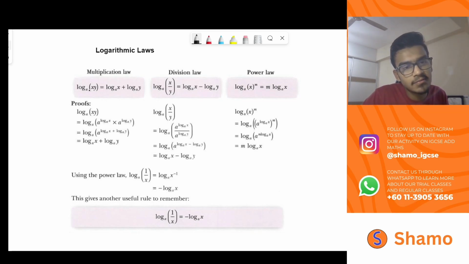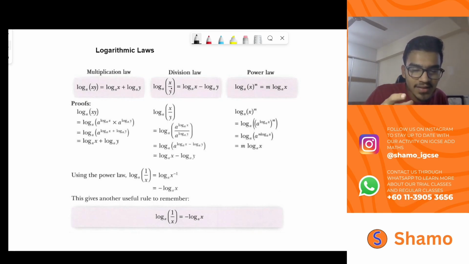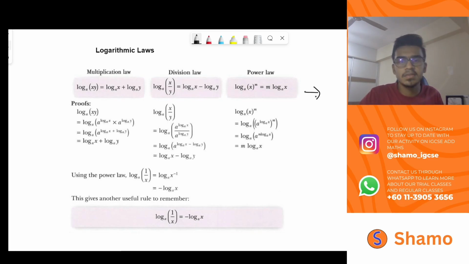Okay, and it's sort of easy to remember. Think of it this way. Log base a of xy: think of multiplication as addition. So whenever two things are multiplied, the logarithms add, and whenever the argument is divided, the logarithms subtract.